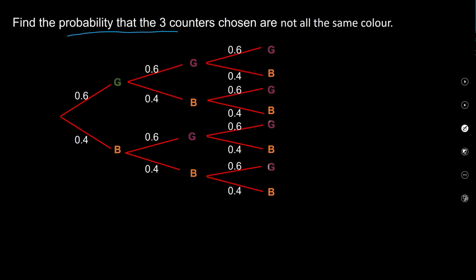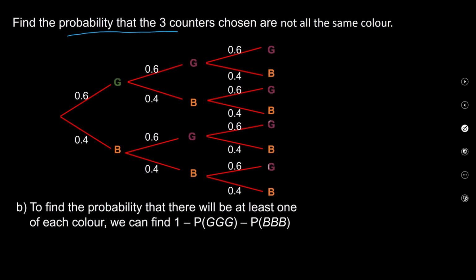And the second question was to find the probability that 3 counters chosen are not the same color. What does that mean? It means finding the probability that there will be at least one of each color. So what we must do is say 1, which is the whole sample space, minus the probability of green, green, green, minus the probability of blue, blue, blue. Are we together?